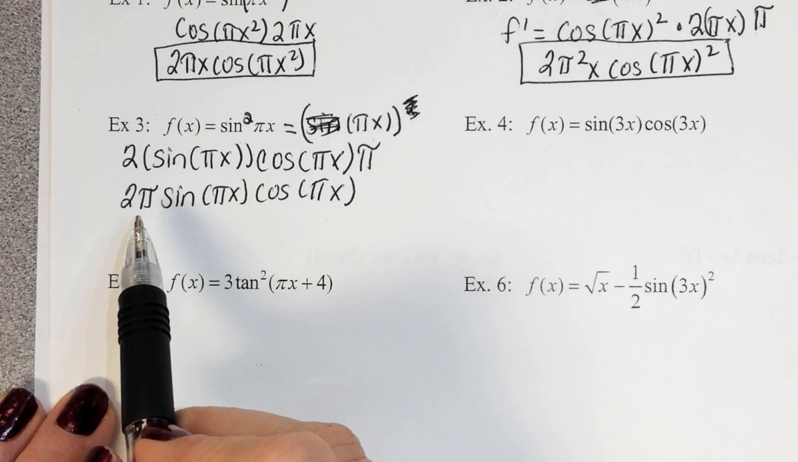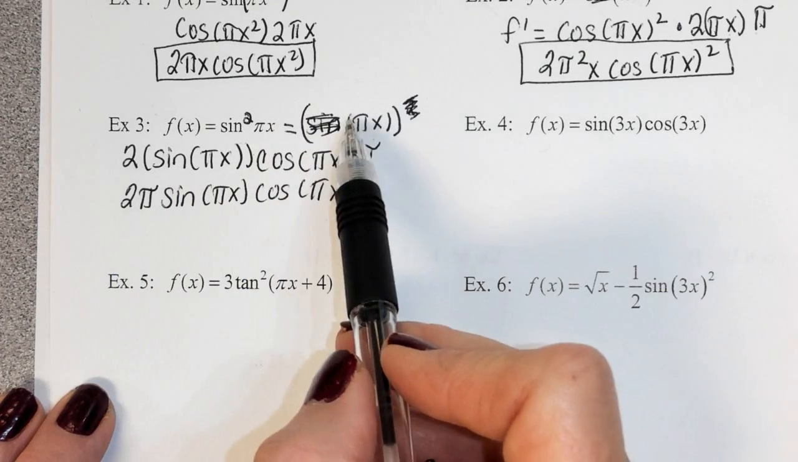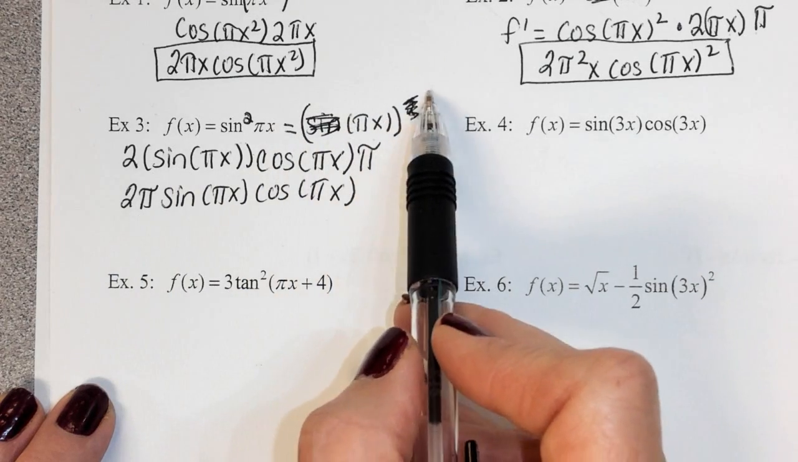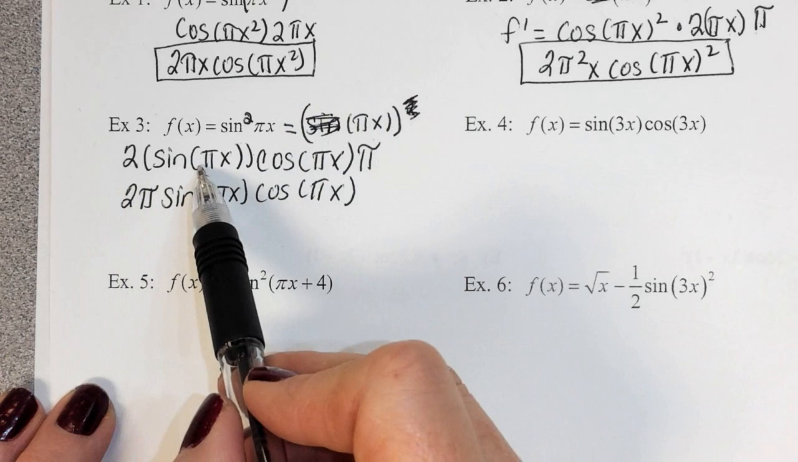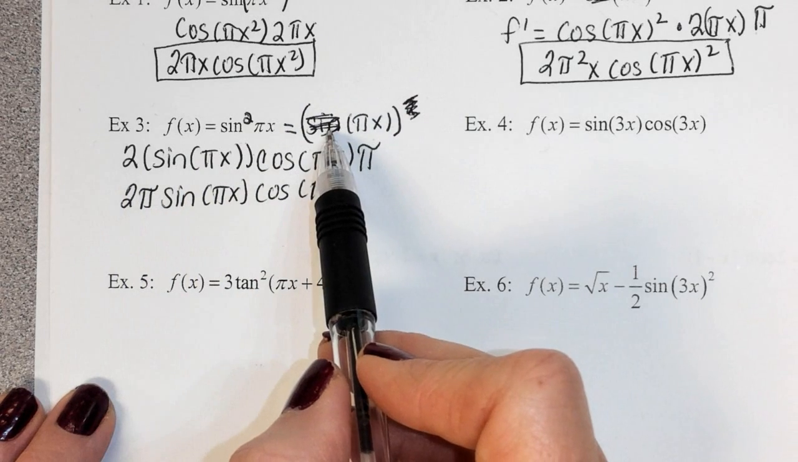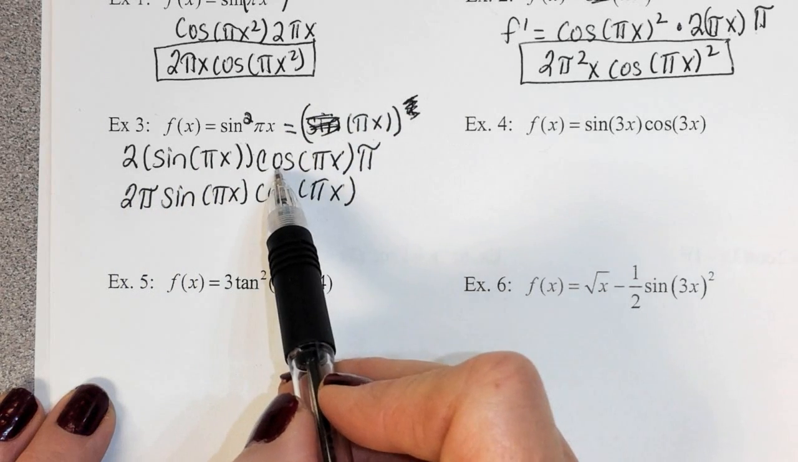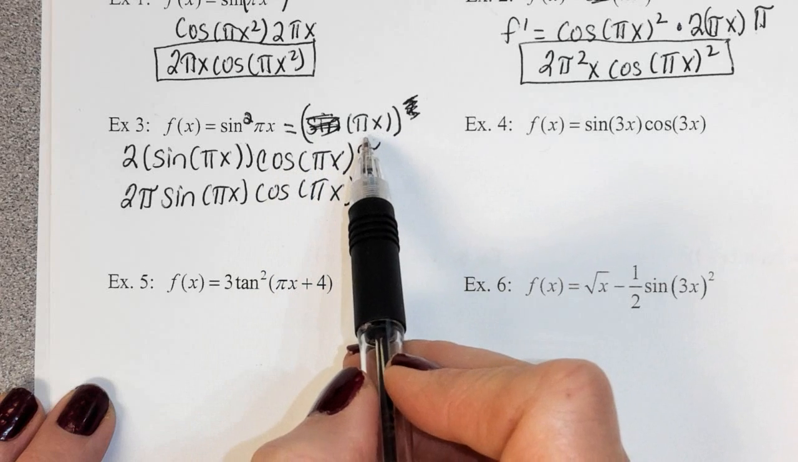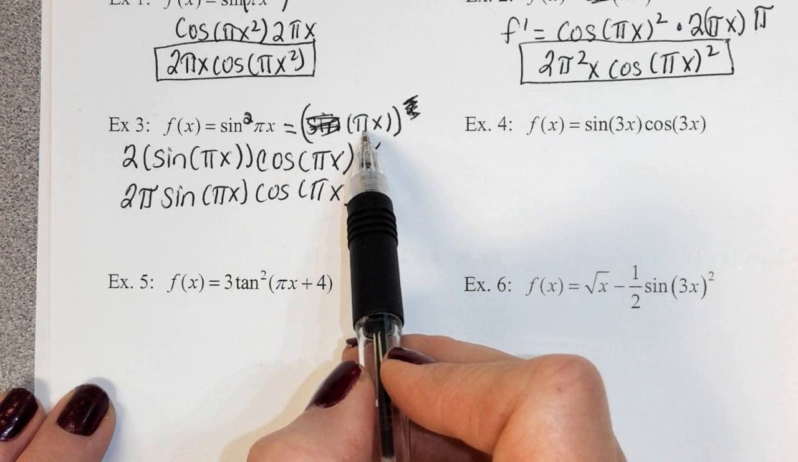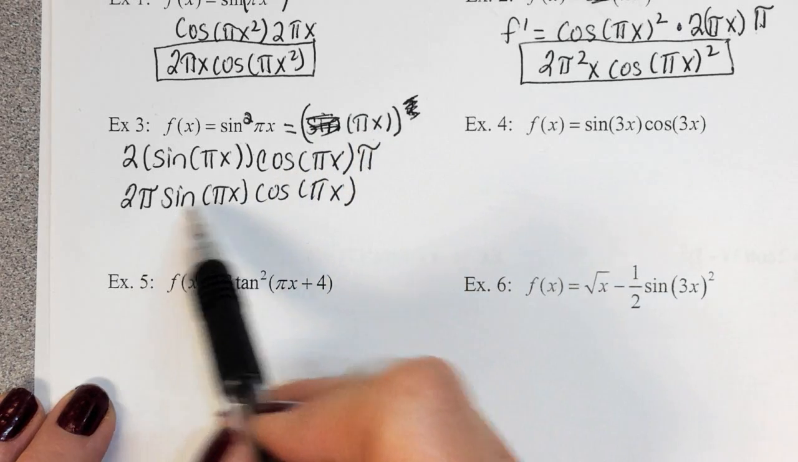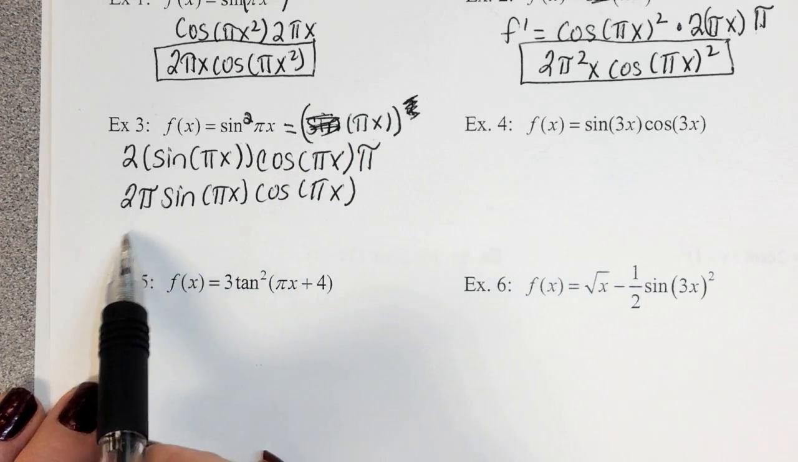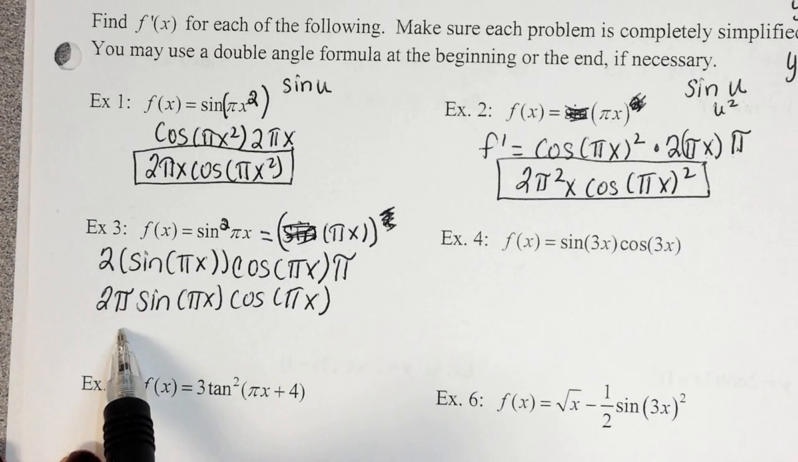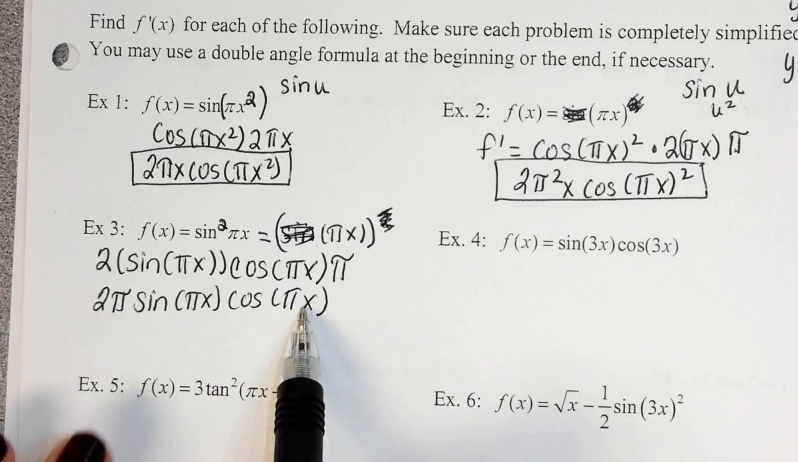That's our derivative. We just kept working our way inside. We first thought of it as u squared. That derivative was 2u. Then we had to do the derivative of sine u. That derivative was cosine u. The last thing we had to do was the derivative of pi x, which was just pi. And there we go. Do you notice, though, how this is really a sine u, cosine u?